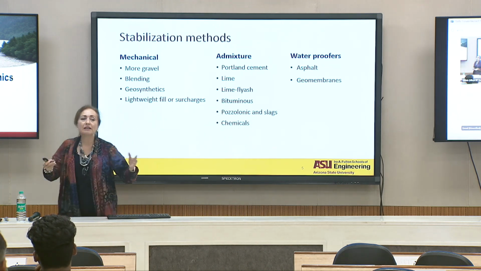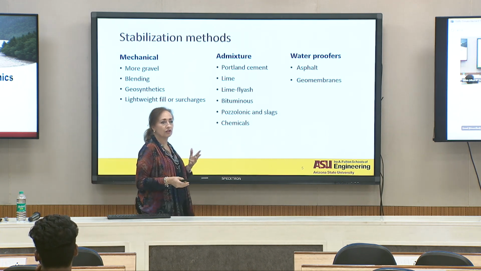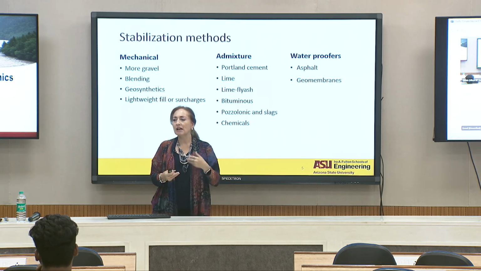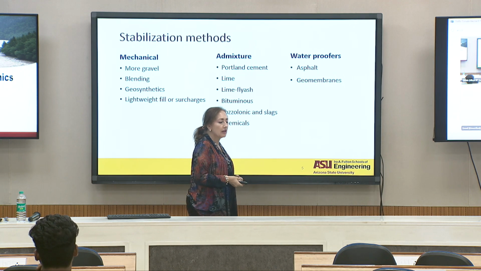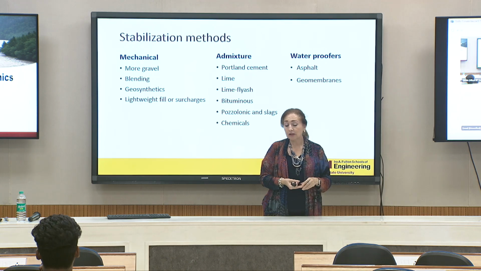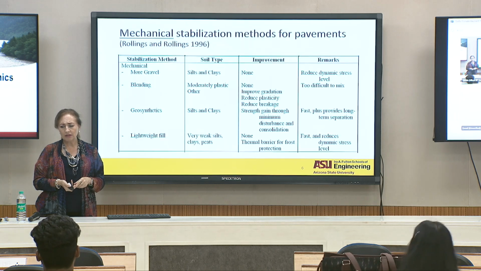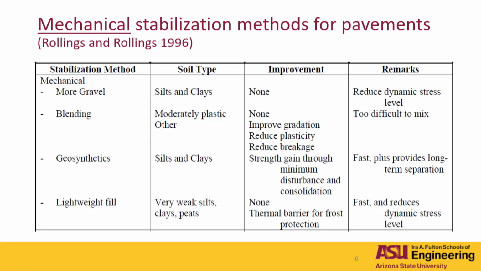And mixtures, where you put stuff on the soil. You can put Portland cement, you can put lime, a combination of lime and fly ash. There are many things coming out right now that you can mix with the soil to try to create some chemical reactions to stabilize it. Asphalt or bituminous material is also used, pozzolanics and slags that are available commercially, and chemicals to be added. And waterproofers like asphalt and geomembranes are also part of the stabilization methods that we're going to see. Let's talk a little bit about the mechanical stabilization methods for pavement, and at the end, you always have the reference that I use for this.